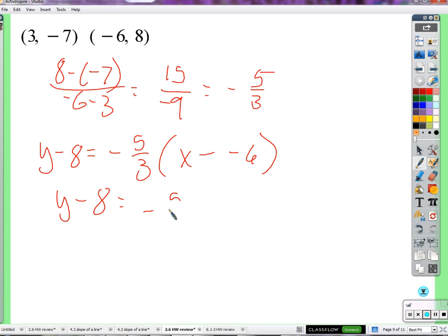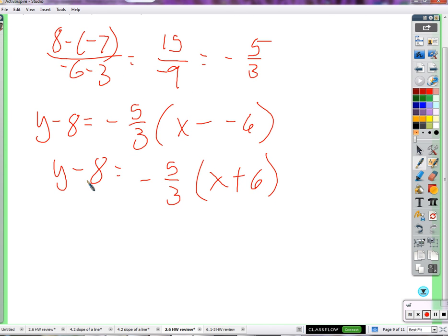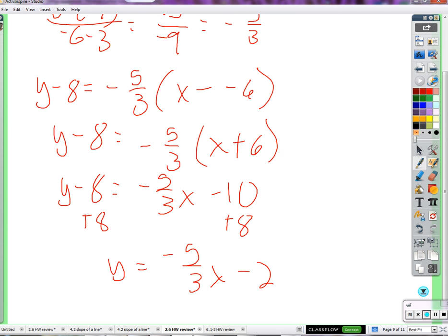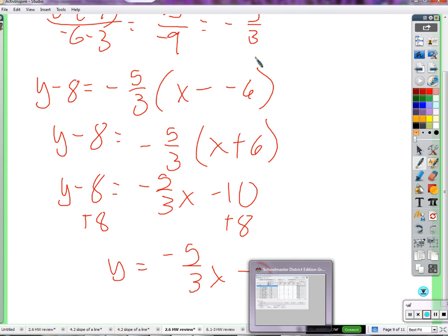y minus 8 equals negative 5 times x plus 6. Distribute. Again, if you left it like this, that's going to be fine, but I'm just going to keep going. Negative 5 times 6 is negative 30. Add 8 on both sides, and y equals negative 5x minus 22. Yeehaw. I think I got that right. No, I got that. Okay.